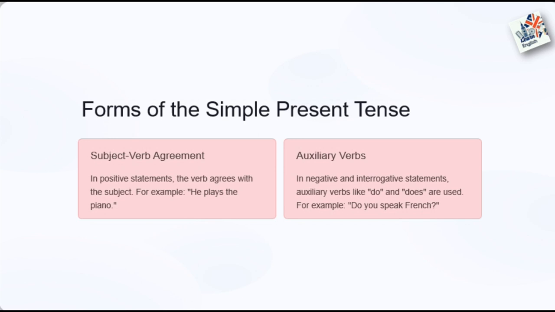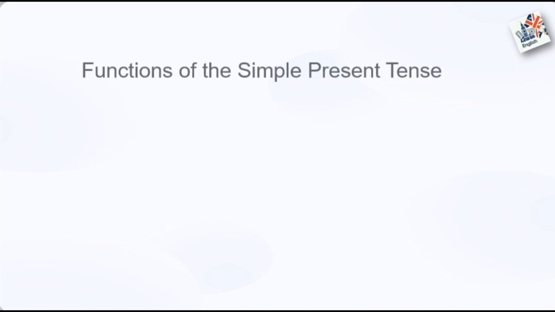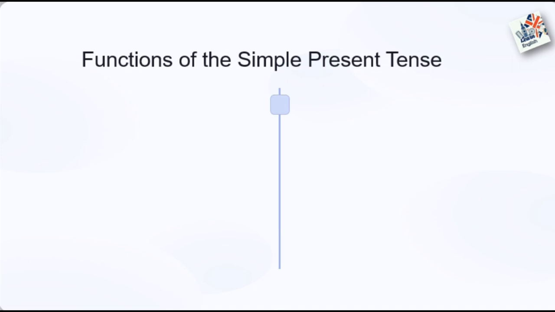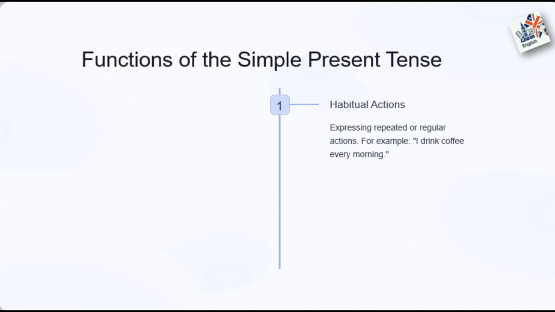Functions of the simple present tense: 1. Habitual actions, expressing repeated or regular actions. For example, I drink coffee every morning. 2. Stating general facts, scientific laws, or universal truths. For example, the earth revolves around the sun.